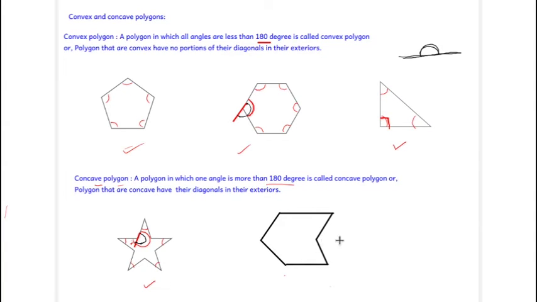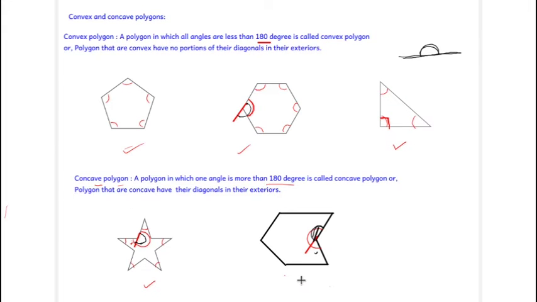Now come to this simple figure. Here see, if we consider this angle, it is more than 180 degrees. How to check? Just extend this line. And then see, up to here it is 180 degrees and this portion is more than 180 degrees. So that's why this particular angle is more than 180 degrees and hence it is a concave polygon.